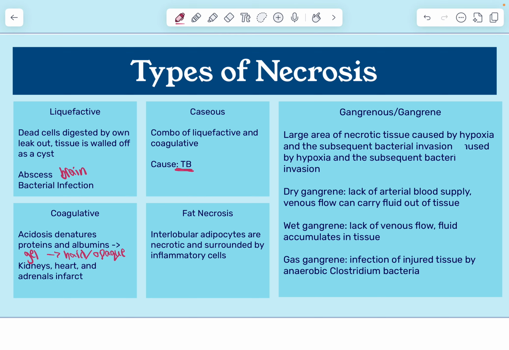Fat necrosis occurs when interlobular adipocytes are necrotic and they're surrounded by inflammatory cells. So with this, the tissues are going to become opaque, as well as chalk white.